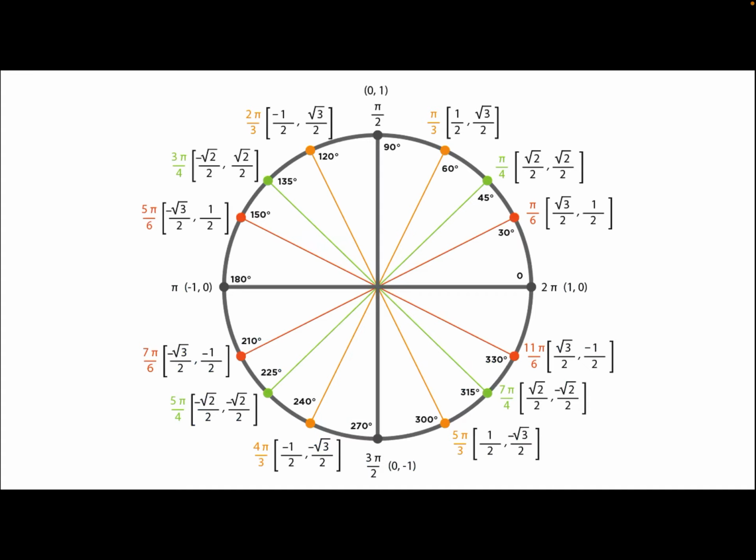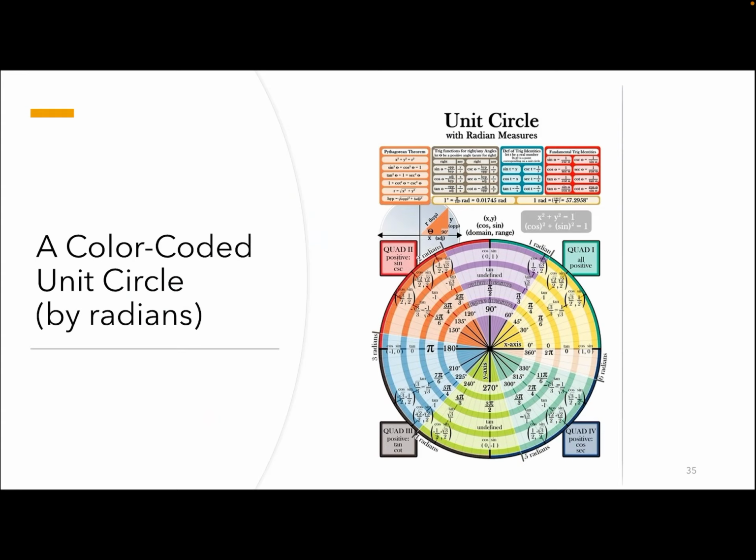All right, so that concludes this video on the trig values using a calculator and without a calculator. For reference, here is a unit circle completely filled out that's color-coded by reference angle. And here's a unit circle that is color-coded by accumulating radians.